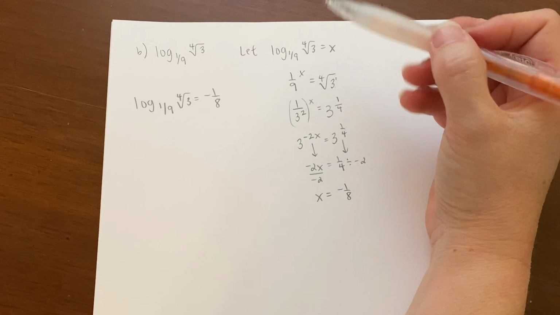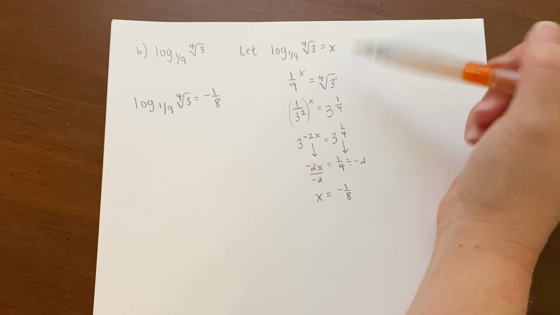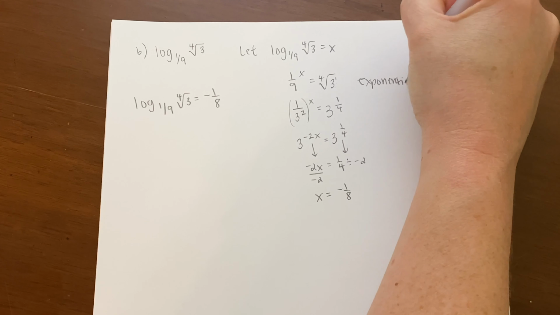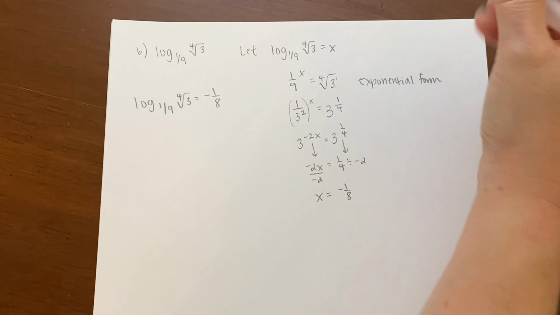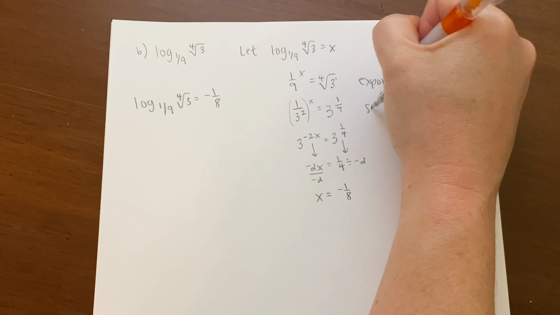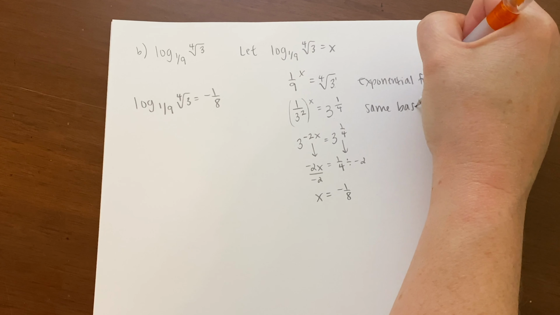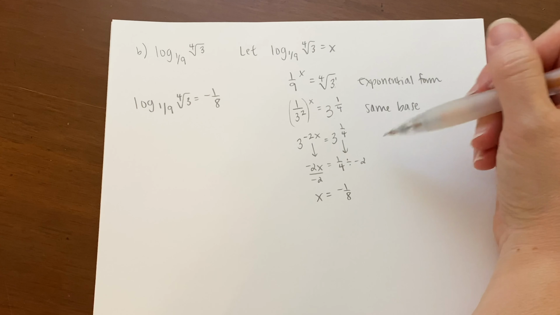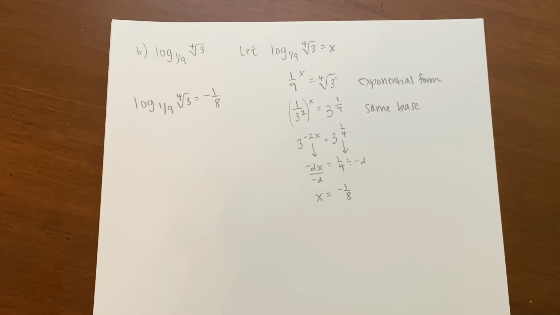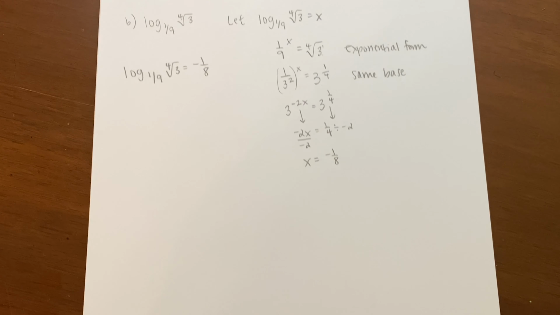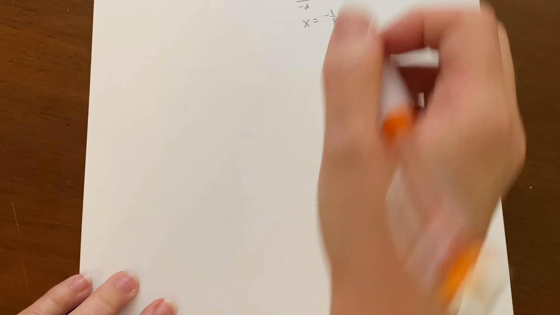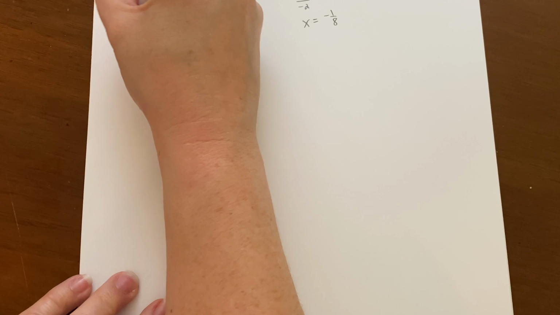All right, so all we did is we rewrote it in exponential form. Then we rewrote it with the same base. Then we just used our exponent rules. Once we had the same base, we could drop the bases and set the exponents equal to each other to solve. All right, one more to go. I want to show you how to solve some logarithmic equations.